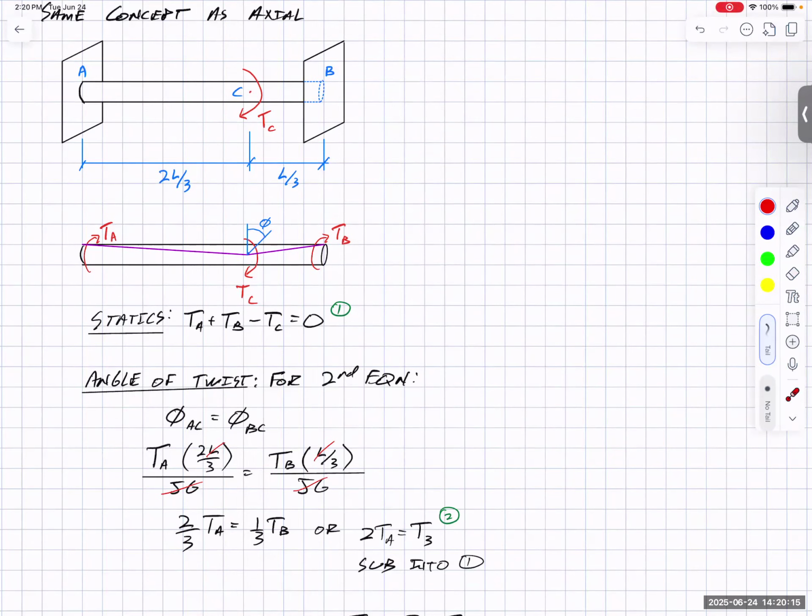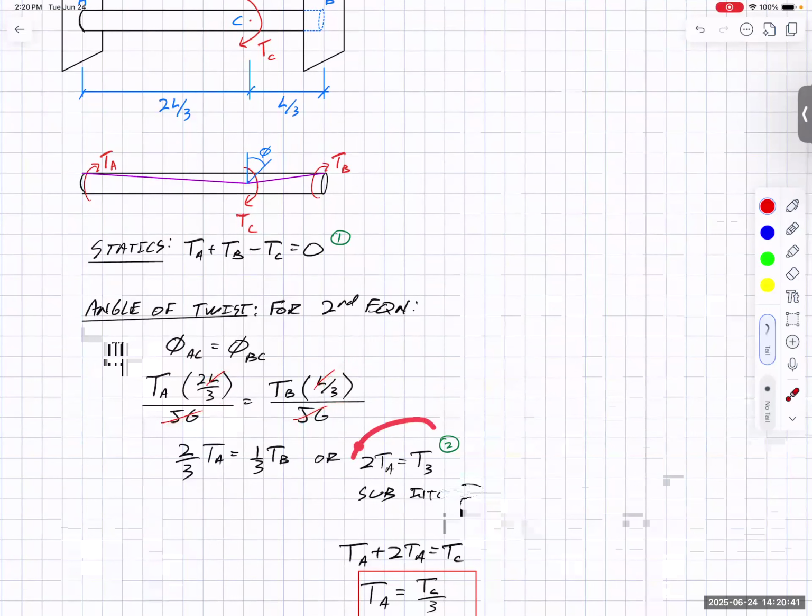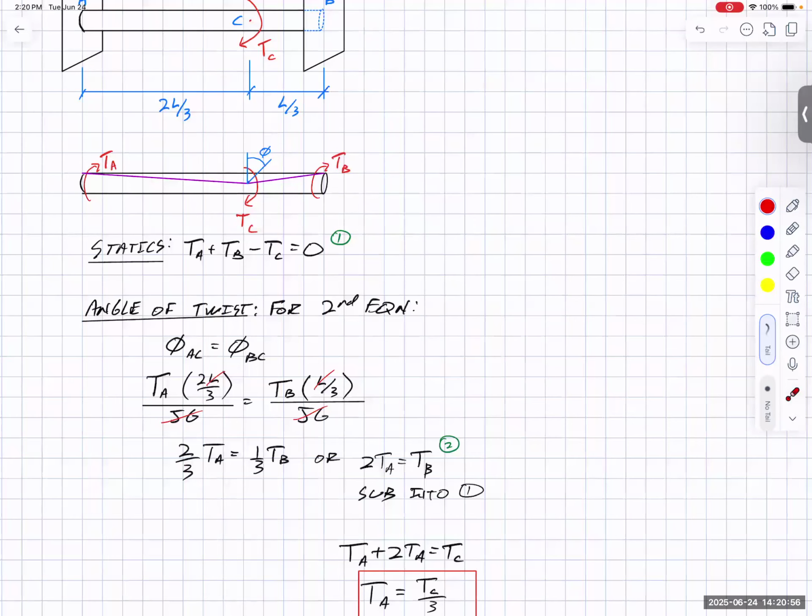So putting in our variables, our length on one side is 2L over 3, on the other is L over 3. And these are just variables, of course, so it makes it easier to cross things out. But say we have the same J and the same G, the same polar moment of inertia J and the same modulus of rigidity G. The JGs will cancel out, my L's cancel out, and I get a relationship between TA and TB. And I see that 2TA is equal to TB. It's supposed to say TB. Oh, let's fix it right now. Right there.